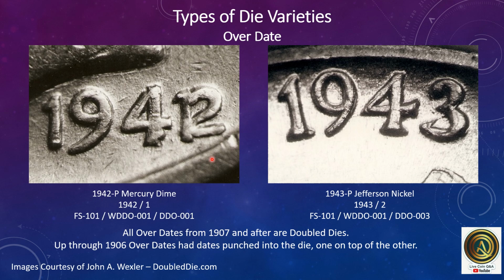Overdates. Here we have a 1942 Philadelphia Mercury dime with the 1942 over 1, very obvious and evident here. The 1943 Philadelphia Jefferson nickel, the 1943 over 2, with evidence of the 2 beneath the 3. It's important to note that all overdates from 1907 and after are doubled dies. Up through 1906, overdates had dates punched into the die, one on top of the other.